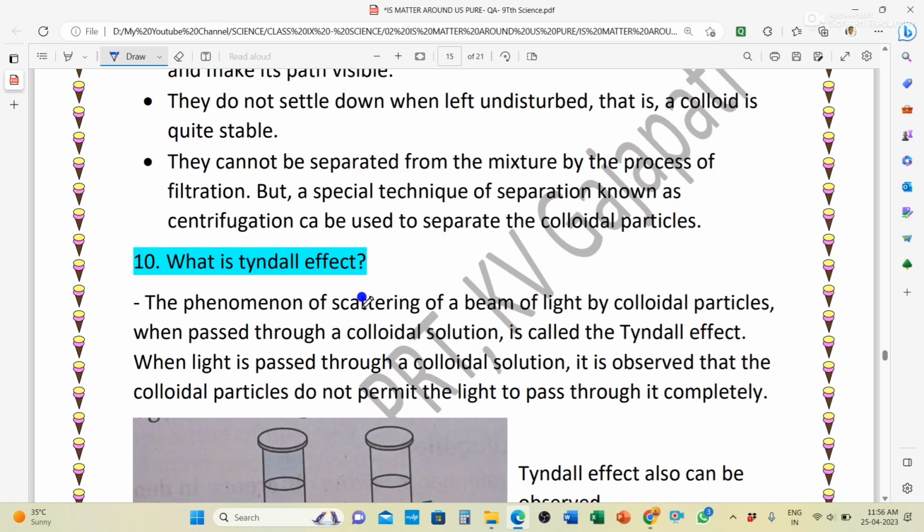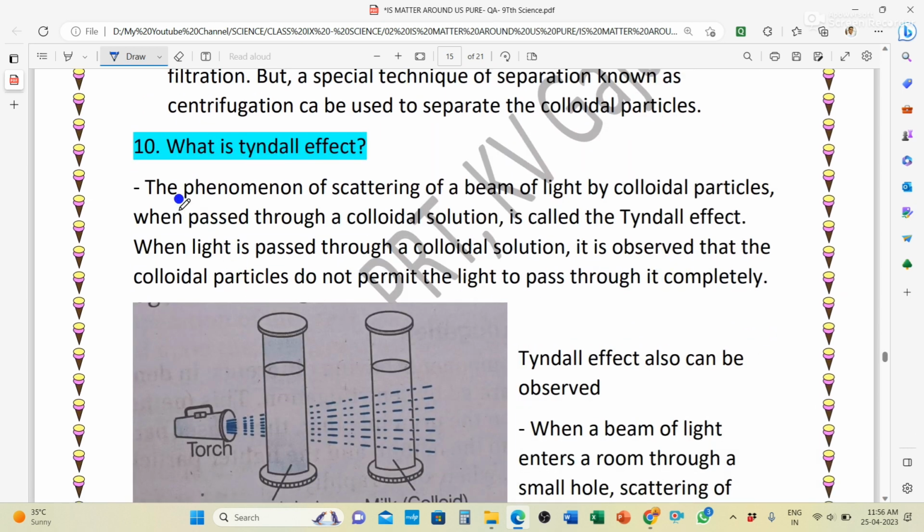Now, what is the Tyndall effect? This is very important. The phenomenon of scattering of a beam of light by colloidal particles when passed through a colloidal solution is called the Tyndall effect. So when you pass a beam of light through the colloidal solution, the particles will scatter the beam of light, and that is called the Tyndall effect. The colloidal particles do not permit the light to pass through completely. They will scatter it.